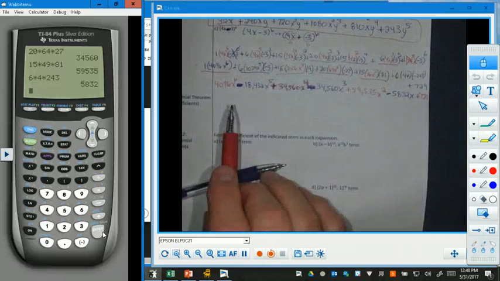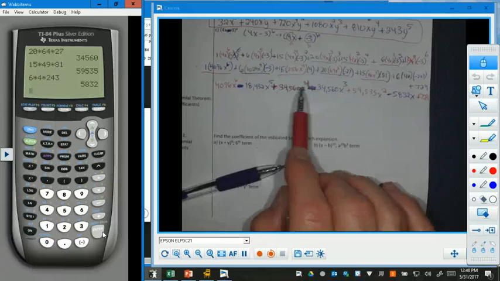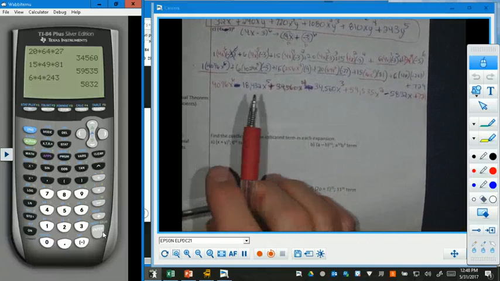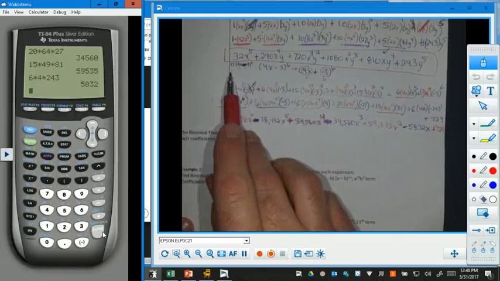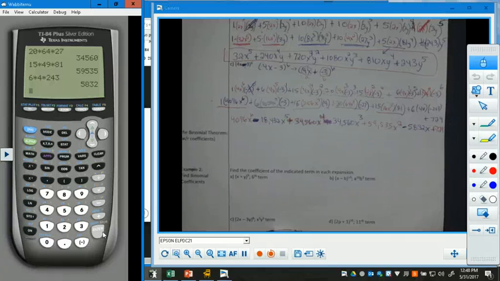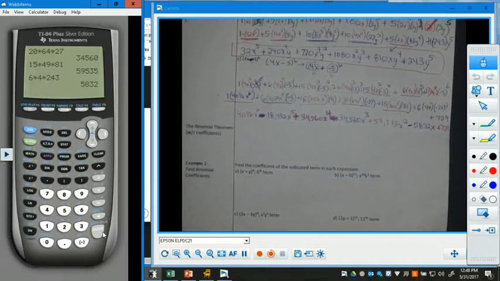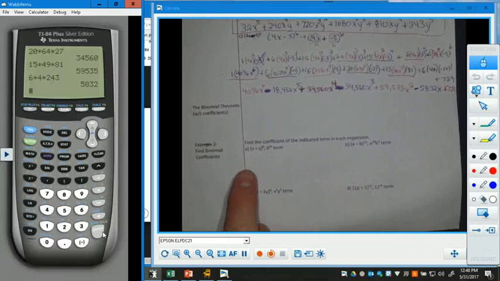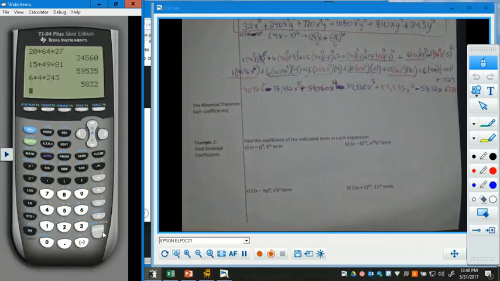So if you look, you can see we have positive, negative, positive, negative, positive, negative, positive, which is what we should see when there is a positive first term and a negative second term in the binomial. This ends this clip. There is going to be a second clip on how to find binomial coefficients.